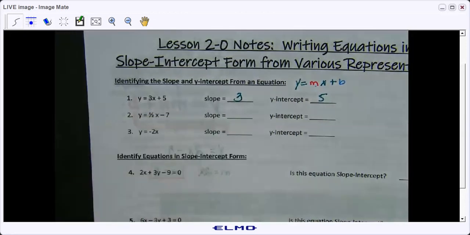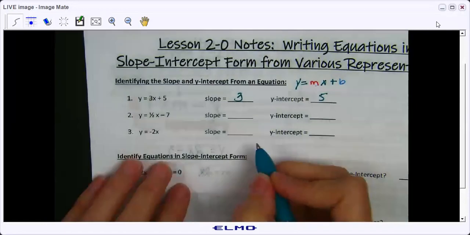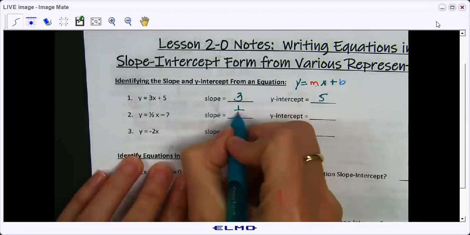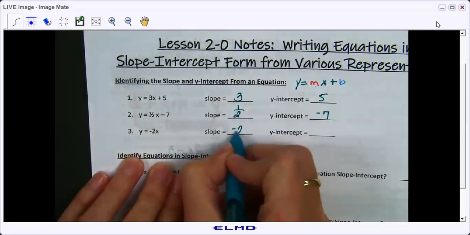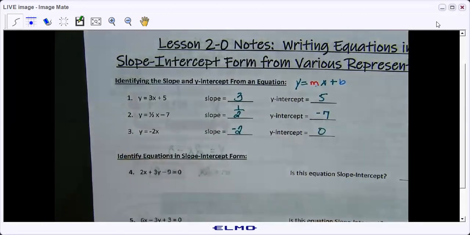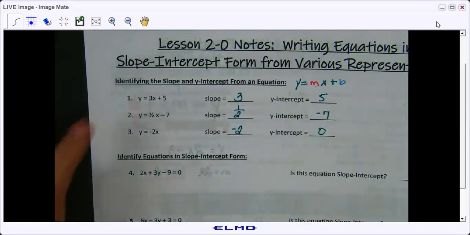Okay. Now I want you to look at the next two, and I want you to try to find the slope and the y-intercept of the next two. So I'm going to give you about 30 seconds to do that, because this is pretty quick. And then I'm going to write the answers on my paper, and when you have written the answers on yours, I want you to check your answer. Go ahead and check your answer if you haven't.